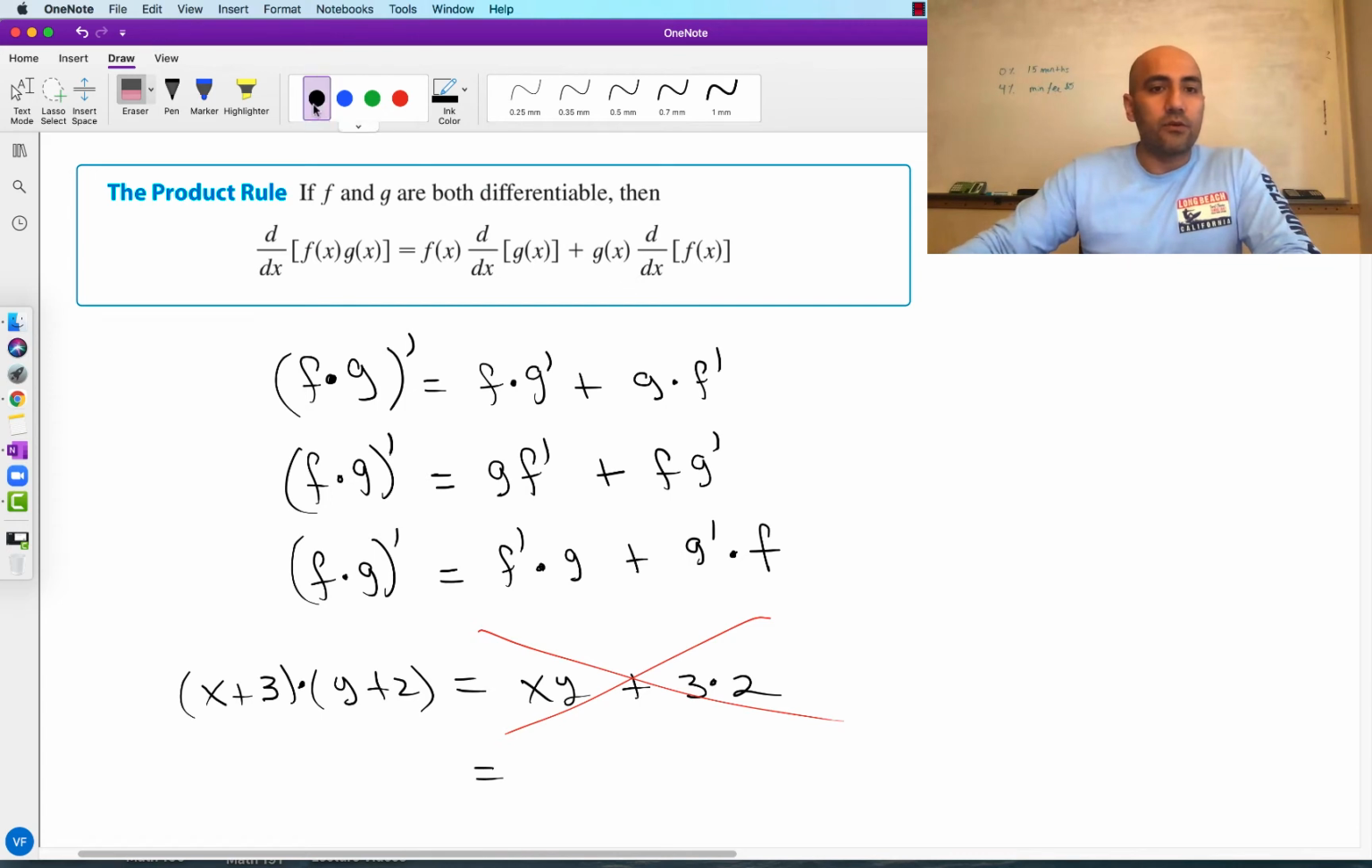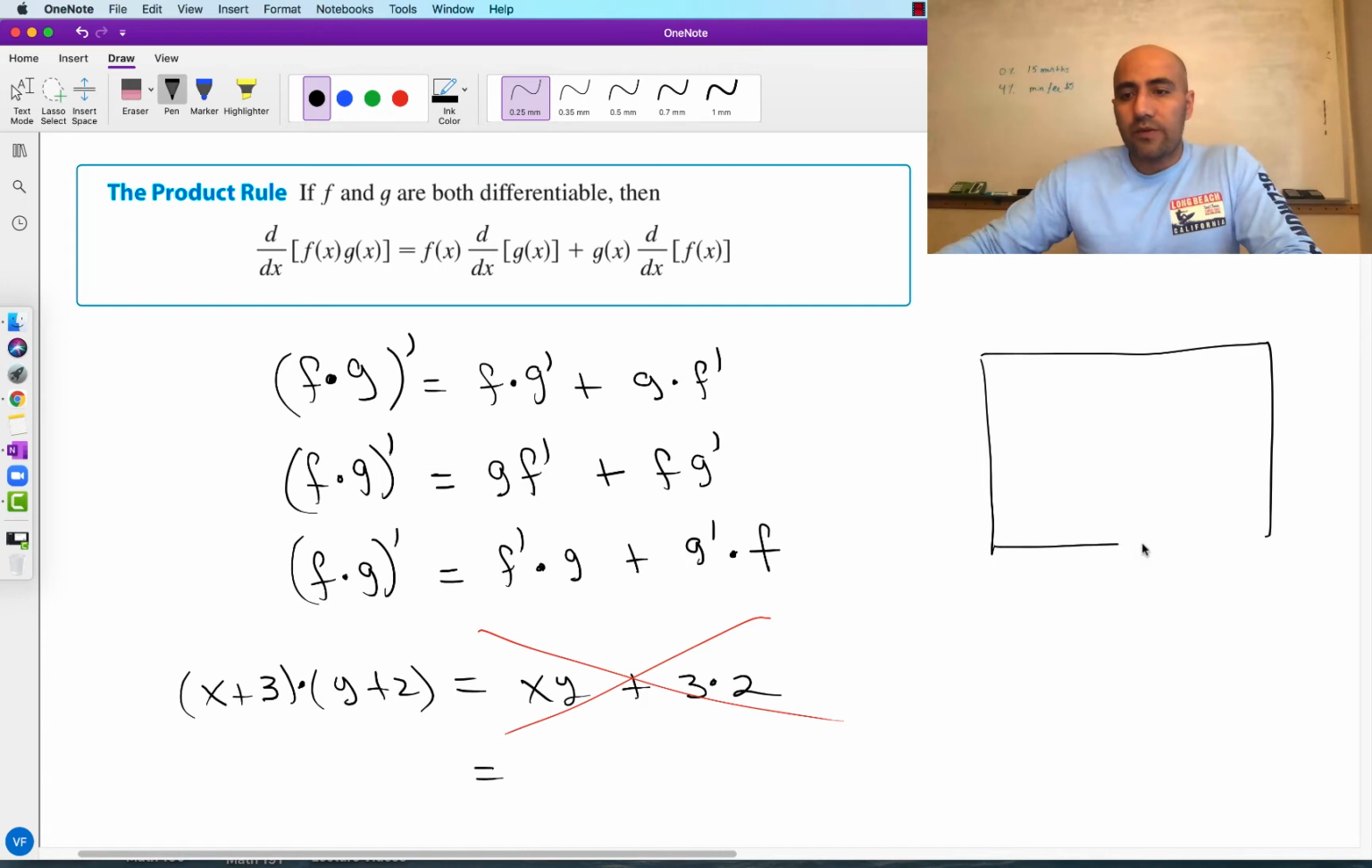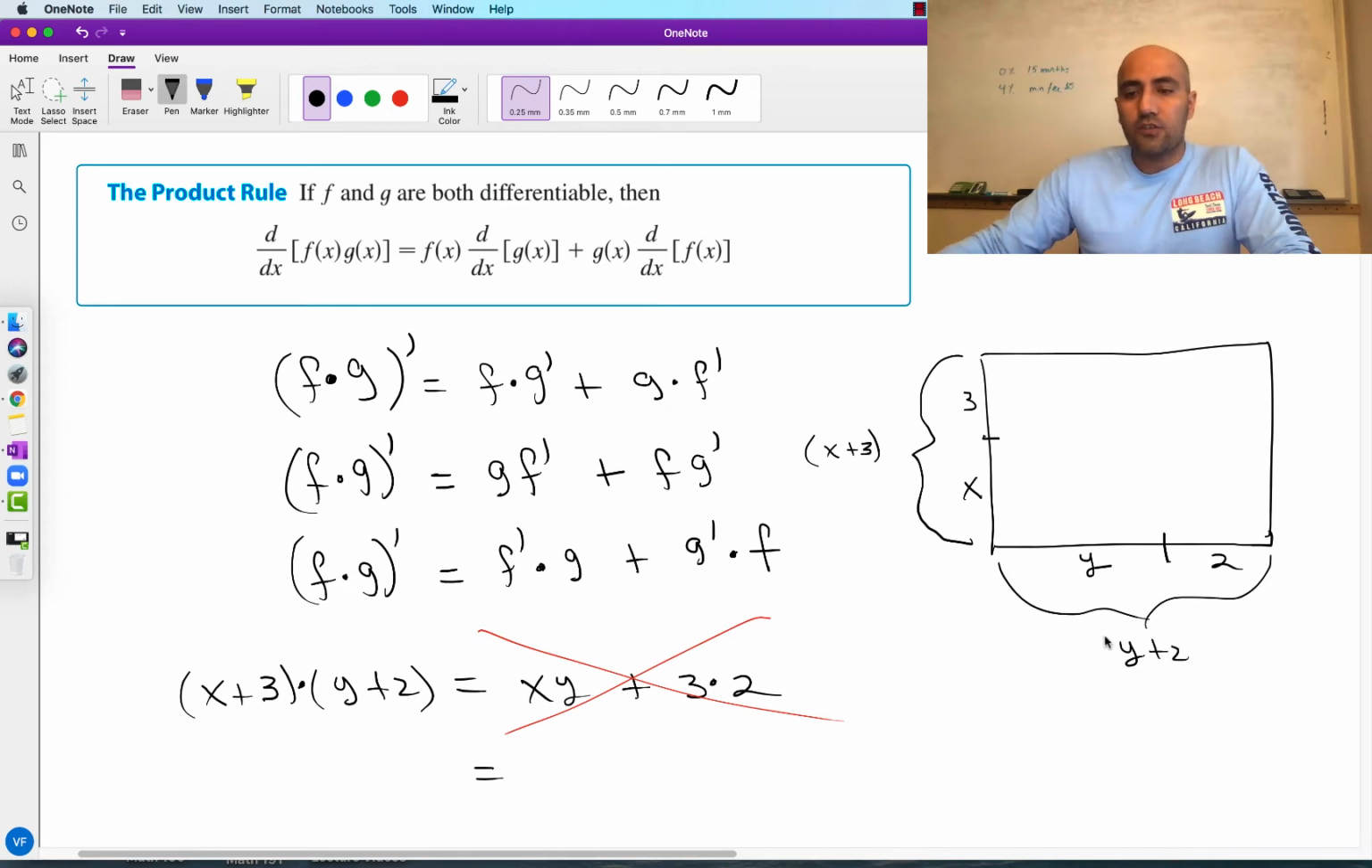I don't know if this is how you learned it. But multiplication tiles look like this, where in this direction, we'll say that this is the y. So from there to there, this is y. From there to there, that's 2. And then in this direction, from there to there, that's the unknown x. And from there to there, that's 3. So together, this whole distance is x plus 3. And together, this whole distance is y plus 2.